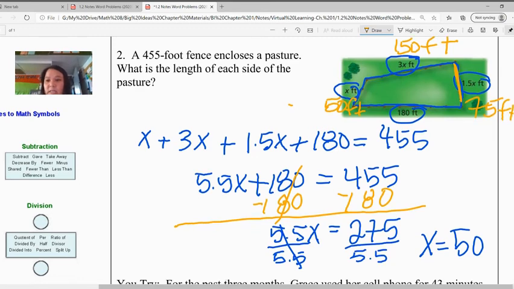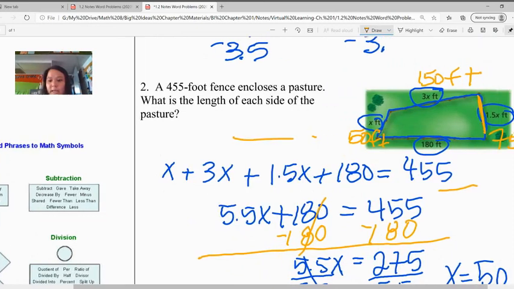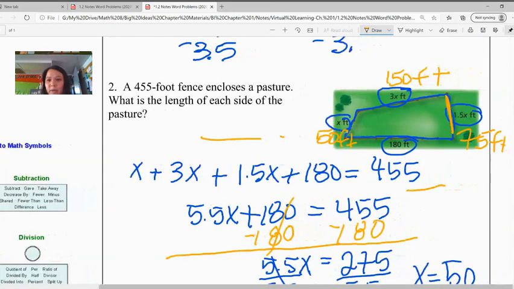So we're going to add it all together. If we add 50 feet, 75 feet, 150 feet, and 180 feet, it should be equal to 455 feet.